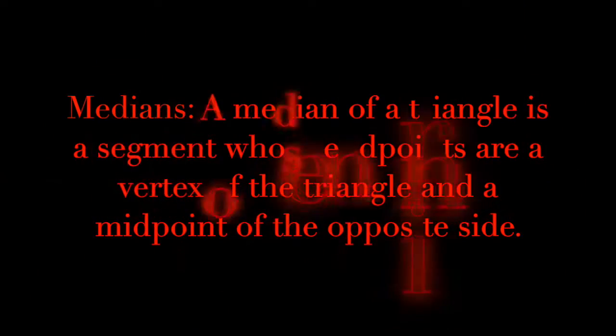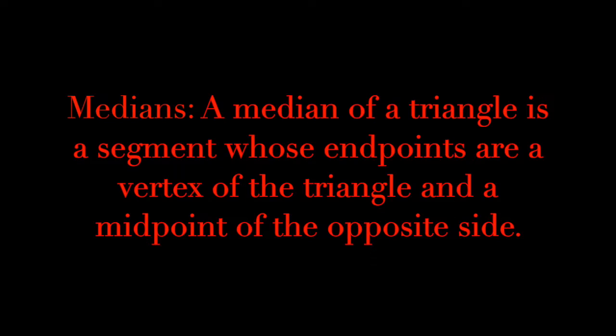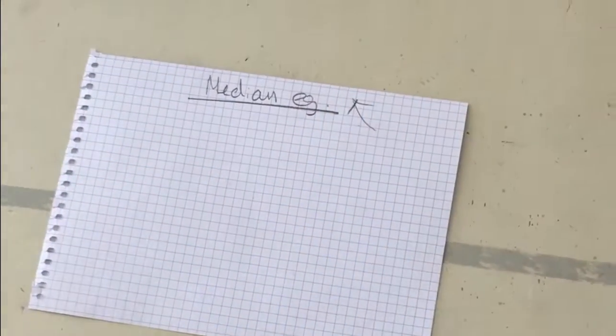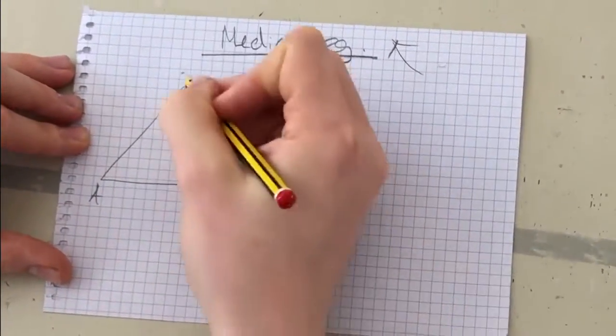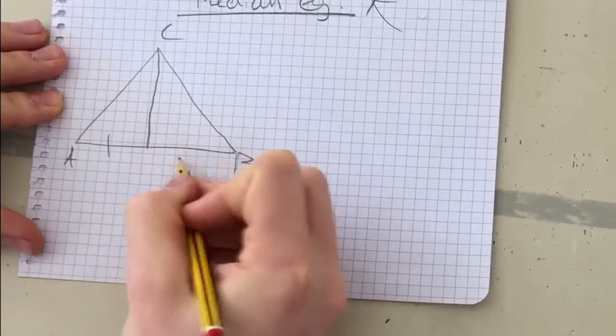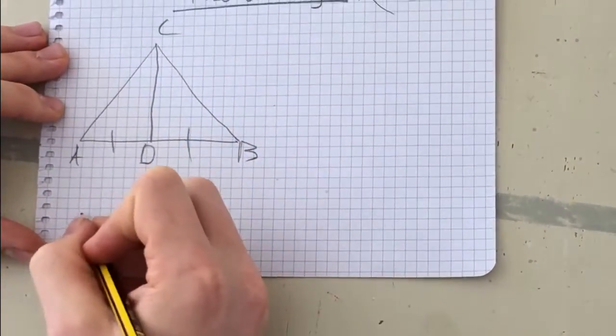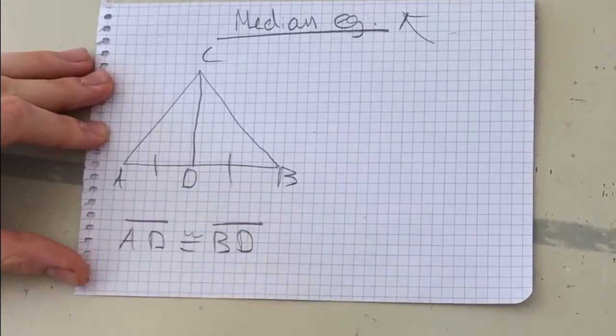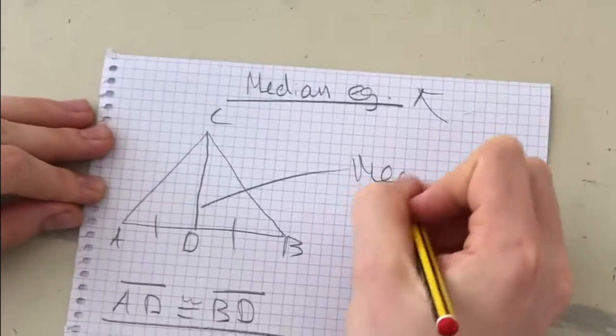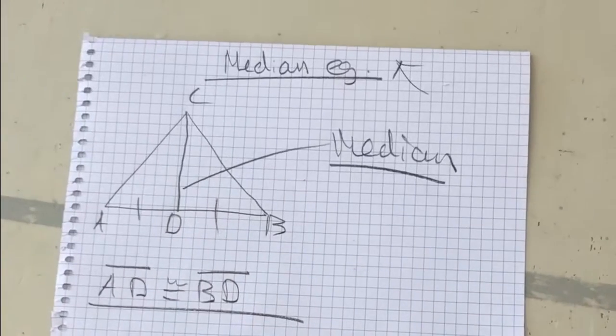A median of a triangle is a segment whose endpoints are a vertex of the triangle and a midpoint of the opposite side. In this triangle ABC, we can clearly see the median because it goes through one vertex of the triangle to the midpoint of the opposite-sided segment. Let's call that midpoint D. Therefore, AD and DB are congruent as the midpoint has divided the side into two congruent segments.